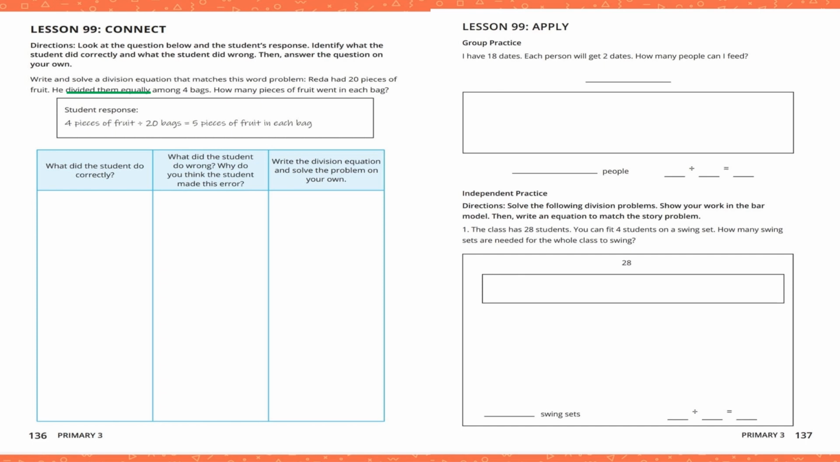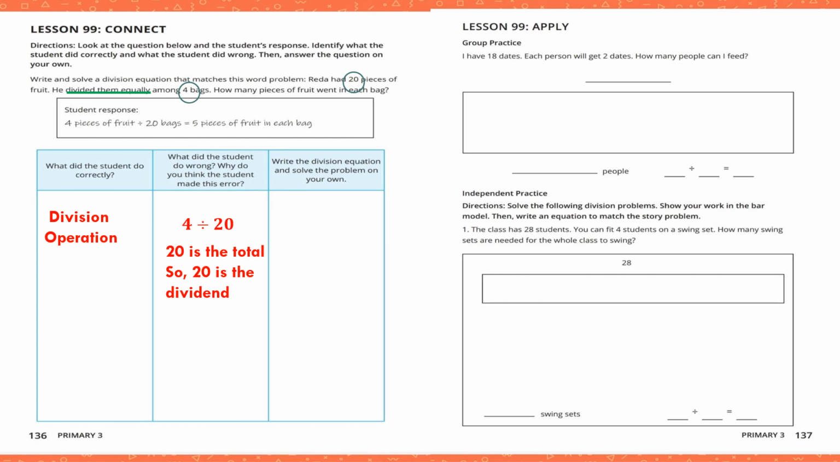The student did correctly that he wrote the division equation. The student did wrong that he wrote 4 divided by 20. 20 is the total, so 20 is the dividend. We must write the dividend first. He needs to divide 20 between 4 bags, so 20 is the dividend.